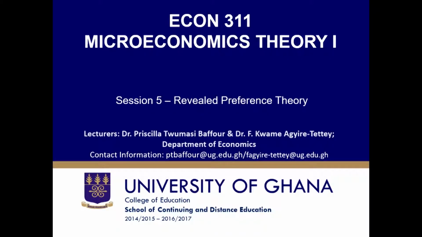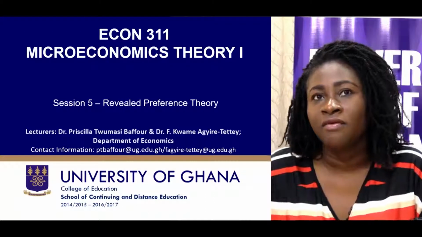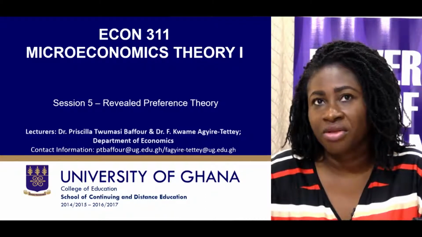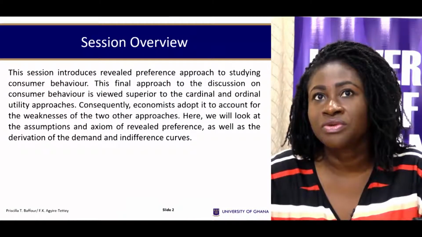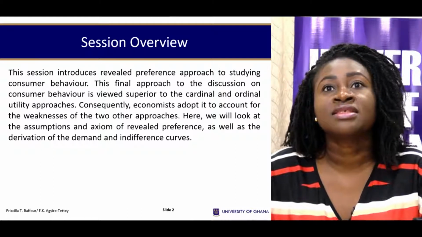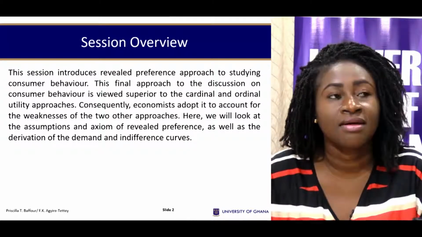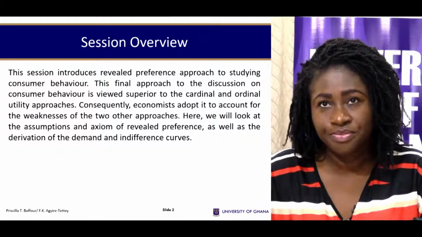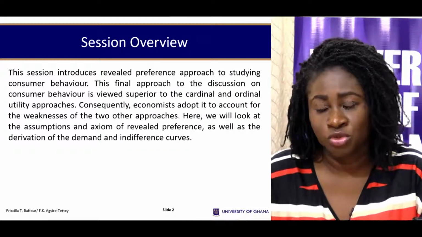Once again, welcome to section 5 of ECON 311, which is microeconomic theory. In this section, I will be briefly reviewing revealed preference theory, which is also a theory of demand. The section will introduce the revealed preference approach to studying consumer behavior. This final approach to the discussion of consumer behavior is viewed as superior to the cardinal and ordinal approaches, right? As a result, economists adopted it to account for weaknesses in the other two approaches.